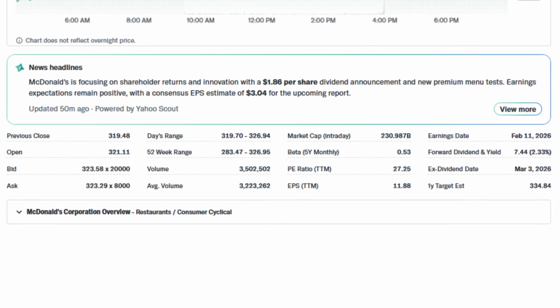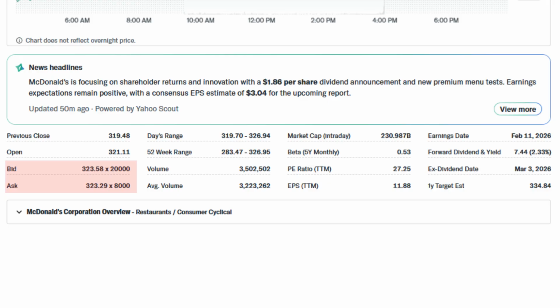Below that, we see a table of key trading and financial statistics. The previous close shows yesterday's final price, which in this case was $319.48. The open price, $321.11, tells us where the stock started trading when the market opened today. Right below the open price, we see bid and ask, which are especially important for understanding how trading actually works.